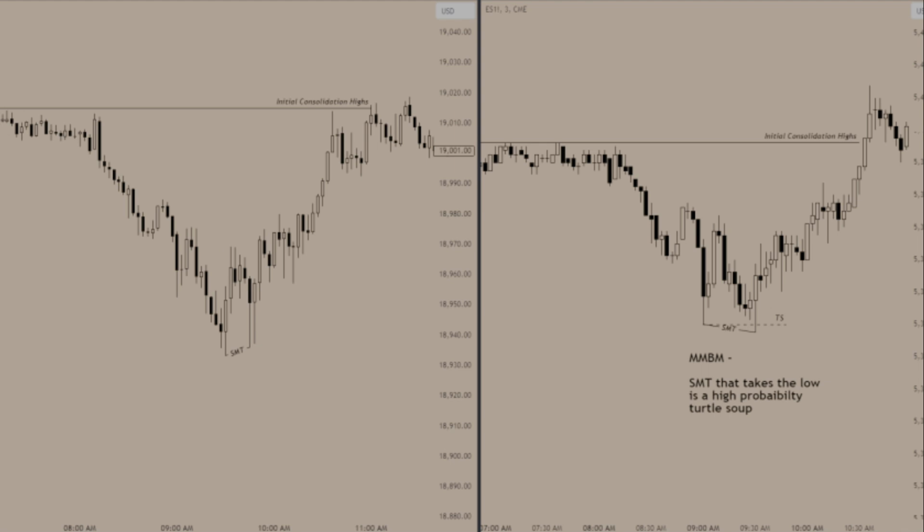So in this scenario, we have a market maker buy model. The SMT that takes out the low is a high probability turtle soup.